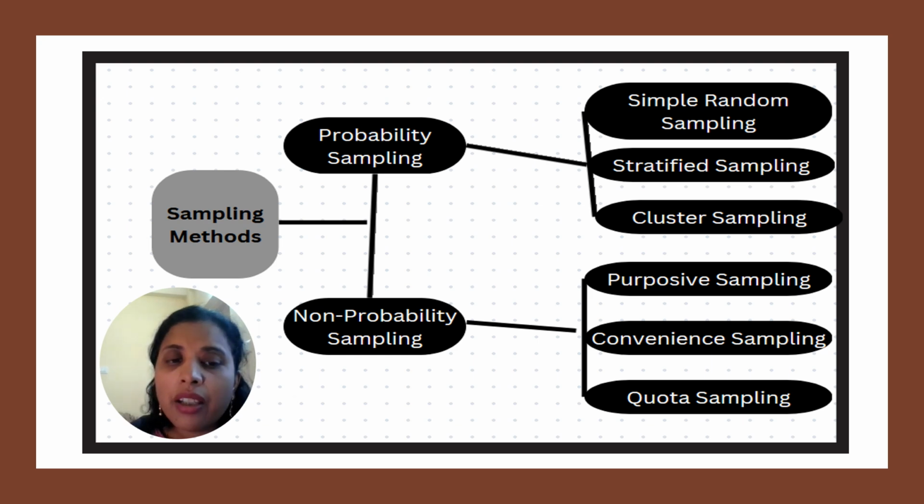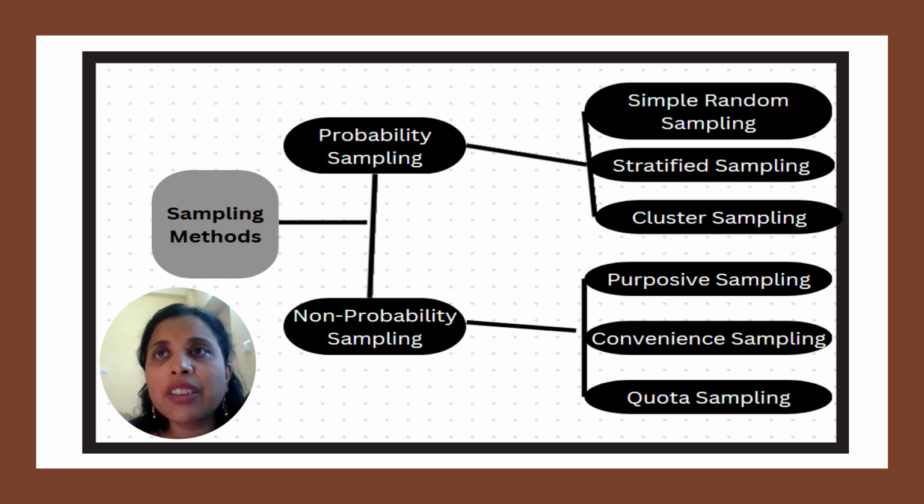Non-probability sampling. When we talk about non-probability sampling, as I said, it is mostly where you're unsure whether you'll be covering the whole population or not. You go based on your convenience. Here, the word convenience is used because I know somebody, I will refer to that person, and then you will go and collect data from them. So that becomes convenience sampling.